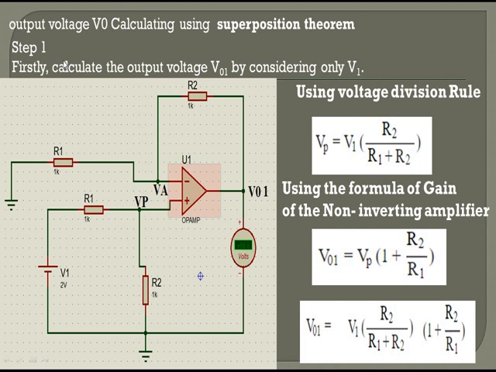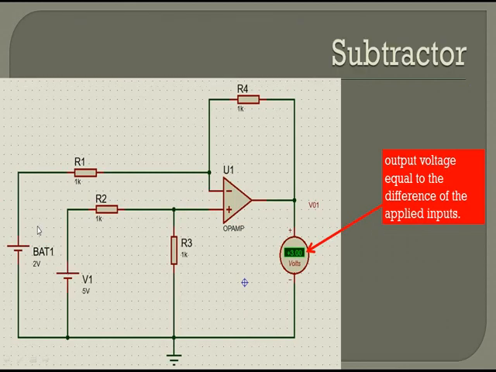So firstly, in step 1, calculate the output voltage VO1 by considering only V1. So we are eliminating the other voltage source and keeping only V1. Then the modified circuit diagram is like this. You notice what we did: we kept only this voltage source and eliminated this one, because we want to find the output because of this input voltage.